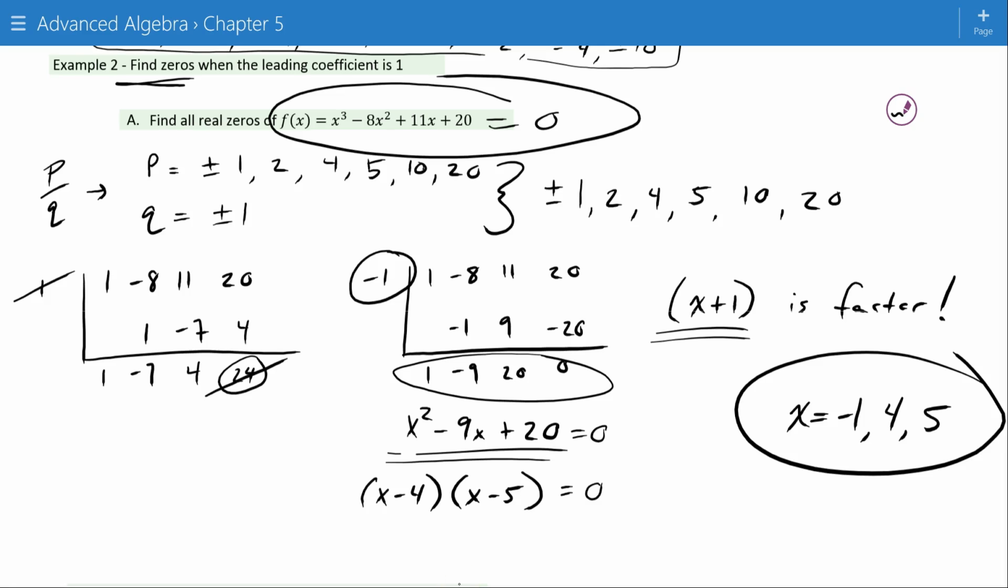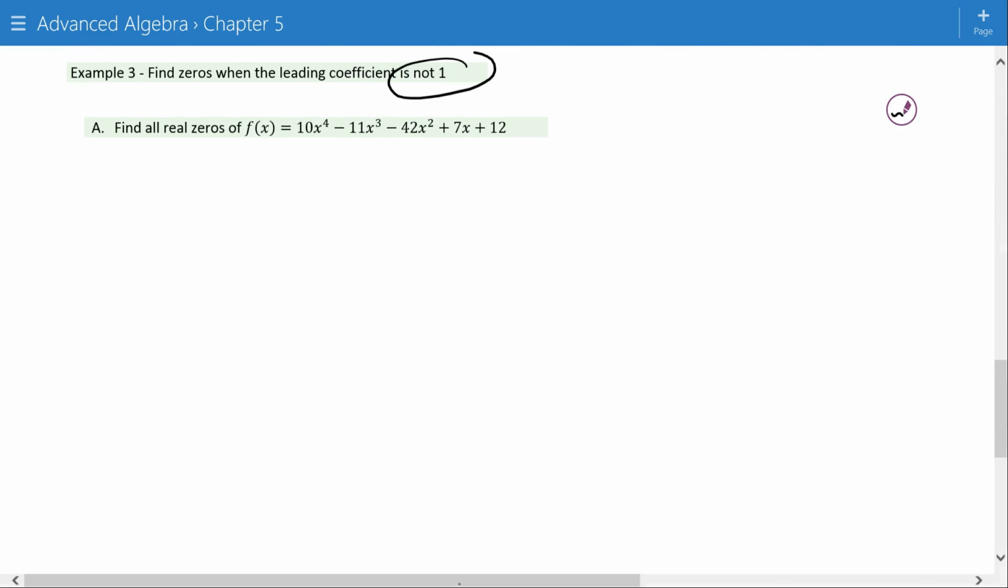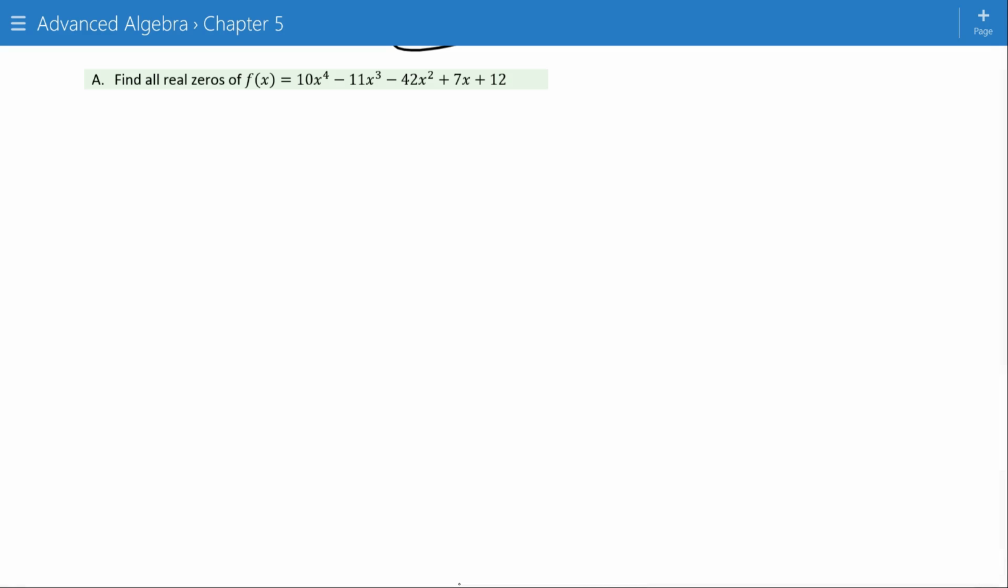Now this next example we're going to do is very long. Take your time with it. It's kind of tricky. It's one of the ones where the coefficient's not 1. So we've got 10x to the 4th minus 11x cubed, and so on, plus 12. And the 12 is really important. The 10, the leading coefficient, and the 12, the constant, are the two key factors here. Our p is 12, so we've got 1, 2, 3, 4, 6, and 12, which is a lot of numbers to test. Especially seeing as q, 10, has a handful of its own: 1, 2, 5, and 10.